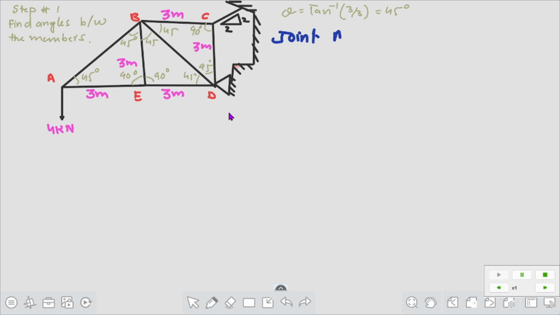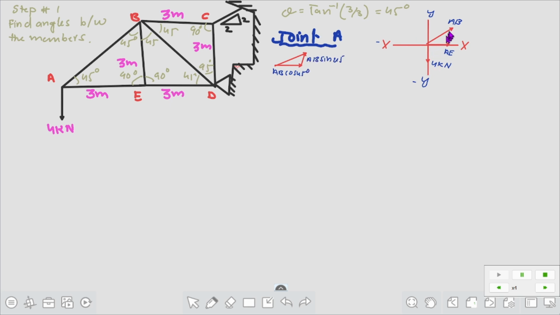First of all, we will take joint A to find the force in members AE and AB. Why do I take this joint? Because there are only two unknowns and one load is known. So it will be easy for us to find the forces in these members, because there are only two unknowns, not more than two. If I draw a free body diagram in XY coordinates, joint A will look like this.